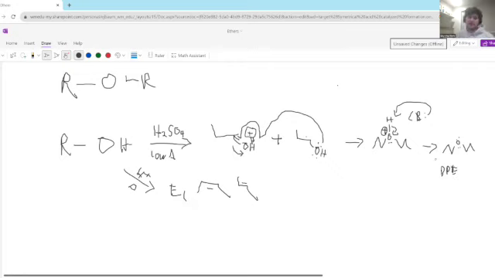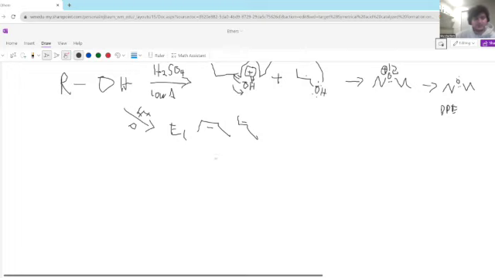But the IUPAC name is a little more finicky for symmetrical ethers. It just seems a little unnecessary. This would be propoxypropane. But if you're looking at a symmetrical ether, you're probably just going to want to say diethyl ether. In our lab, we say diethyl ether. We don't say ethoxyethane. It's a little redundant.